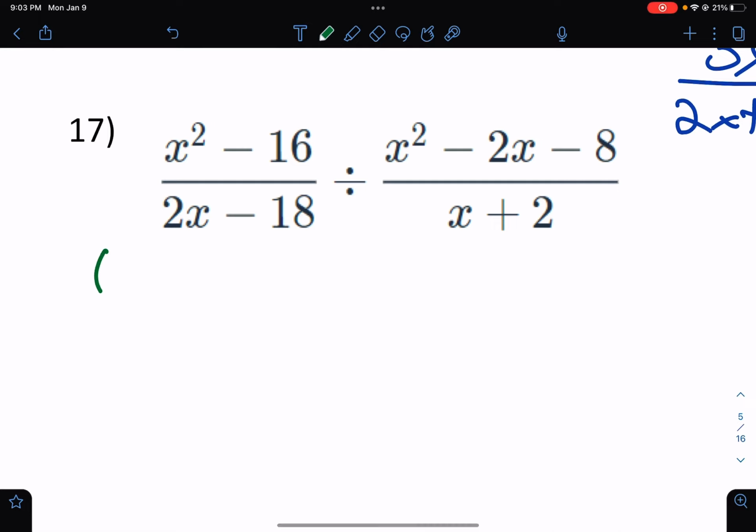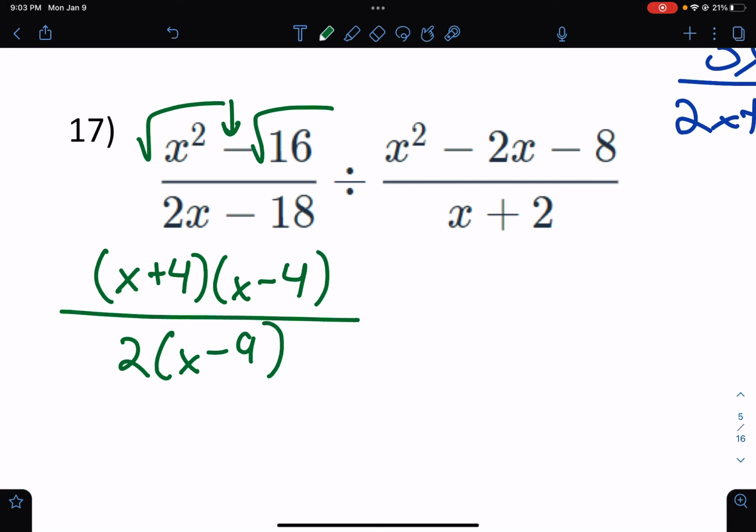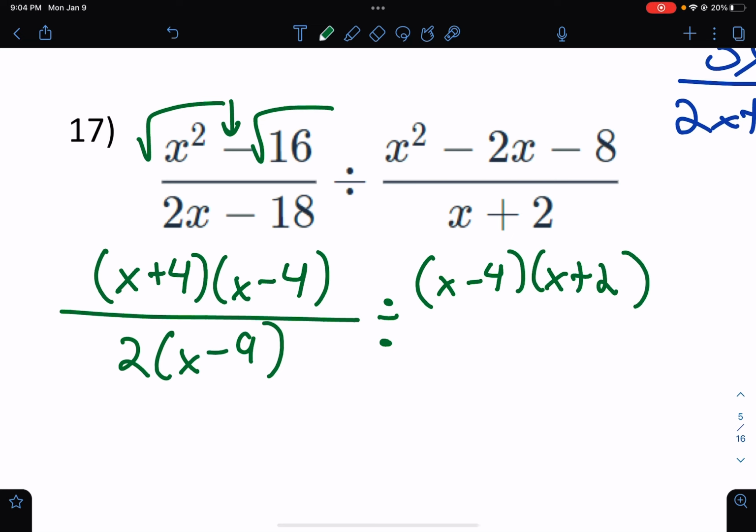First one, we got a difference of squares here. I can take the square root of both of these, and I got a minus. So it's going to be x plus 4, x minus 4, all over, and then I got a 2x minus 18. I can take a 2 out. I get x minus 9. Then I've got a x minus 4, x plus 2 on top, right? Because I got to figure out what multiplies to this, adds to this. And then I've got x plus 2 on the bottom.